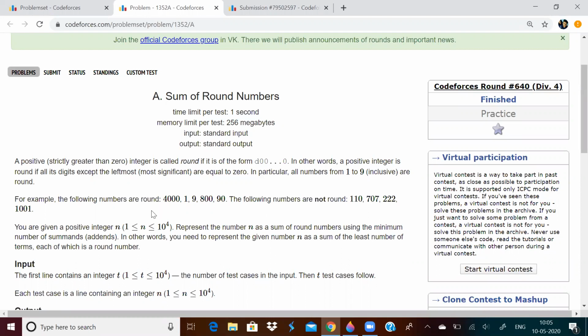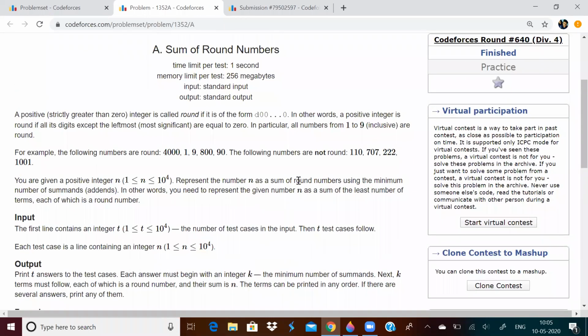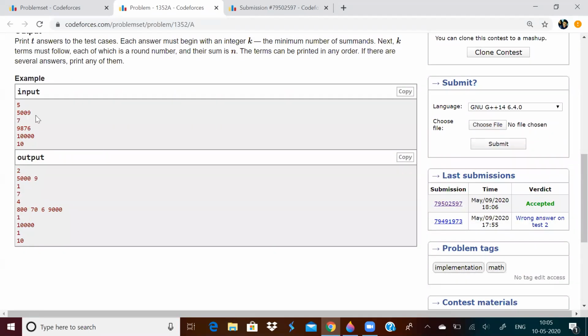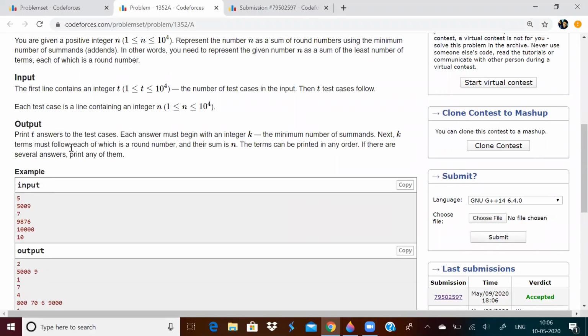You are given a positive integer n and you should express n as a sum of round numbers. So from the heading itself, we'll get to know what the question is asking. If you are given a number like 5009, you have to express it as 5000 plus 9. But you should express it as a sum of the minimum number of round numbers. Minimum करना है उसको.